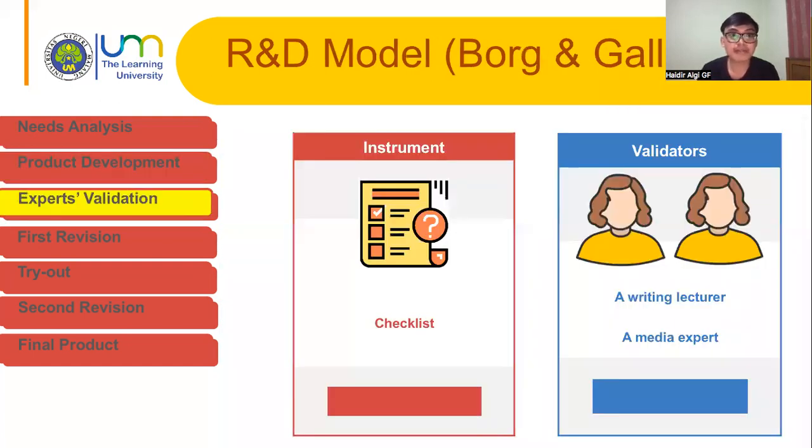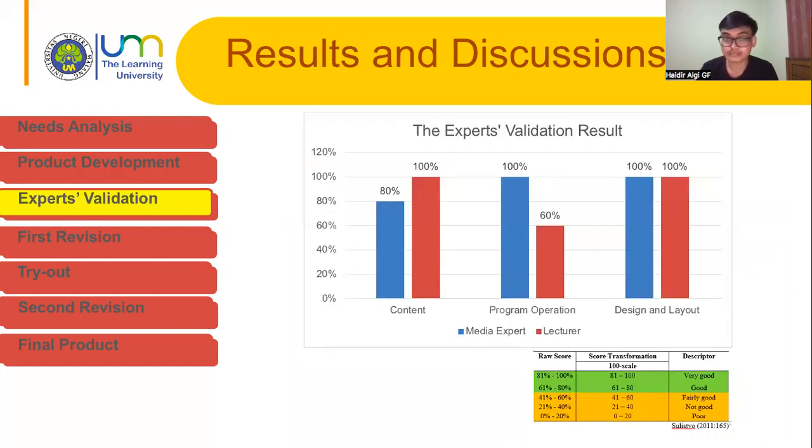After I finished developing my website, I also did the expert validation, of course. An academic lecturer from Palacky University Olomouc, Czech Republic, and a media expert from Universitas Negeri Malang assessed and evaluated my product by a checklist of 3 indicators: content, program operation, and design and layout. Overall, the result is perfect for content and design and layout, and good enough for program operation. As a result, for every aspect, the scores calculated were above 60%.